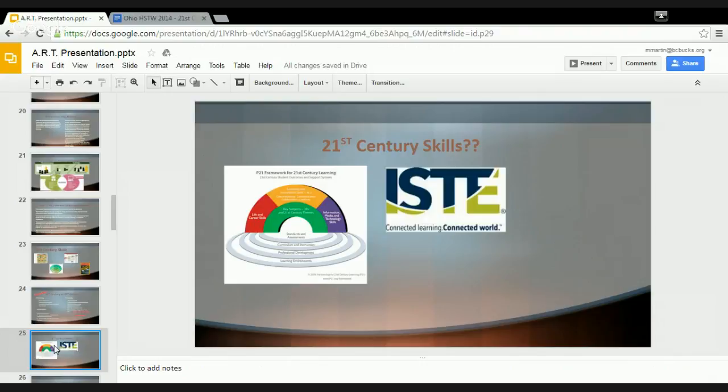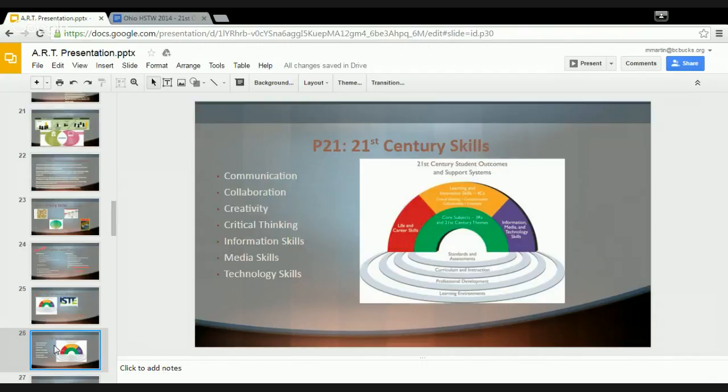But when we look at those 21st century skills, there's a number of organizations out there that have come up with them. But looking at all of those organizations over the last couple of years, there's 2 organizations that are very, very powerful across the nation when it comes to 21st century skills. They have a lot of influence, and most educators and businesses look at these 2. And that would be the P21 framework for 21st century skills, and of course, ISTE. And here's what they are. It's communication, collaboration, creativity, critical thinking, information skills, media skills, technology skills. And there's a lot that goes into all of those.